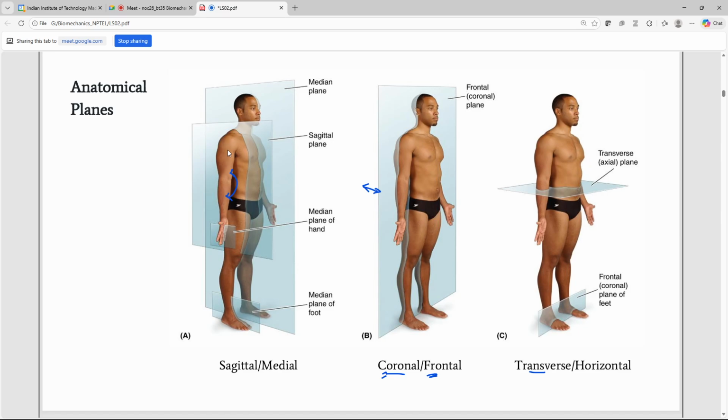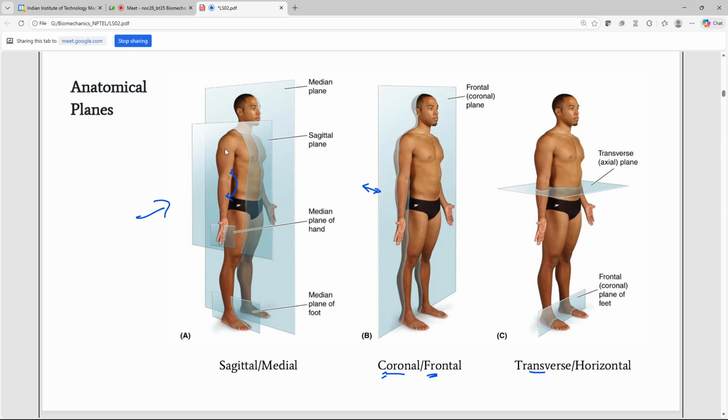Suppose the hand is dropping downwards, and if you assume the bone is lying in this particular plane, there is one slight tilt, but mostly this rotation is happening in this plane. If you are looking from the lateral side, that is orthographic to the sagittal plane, this motion can be fully seen.